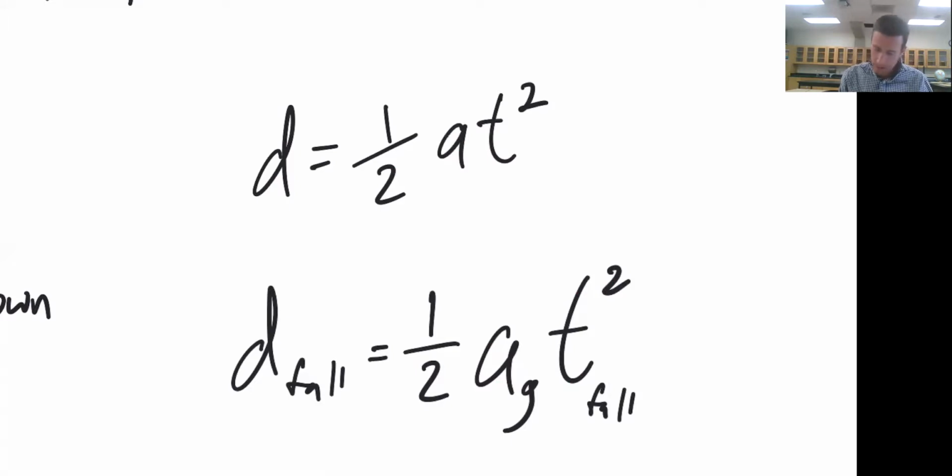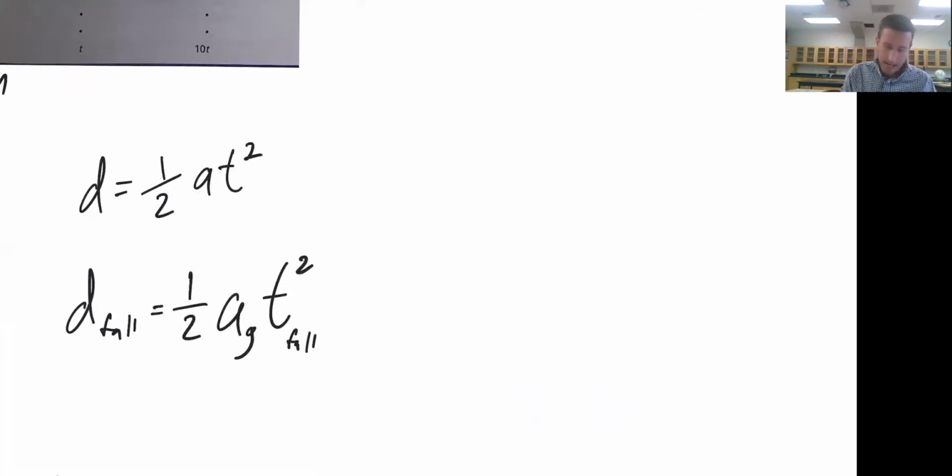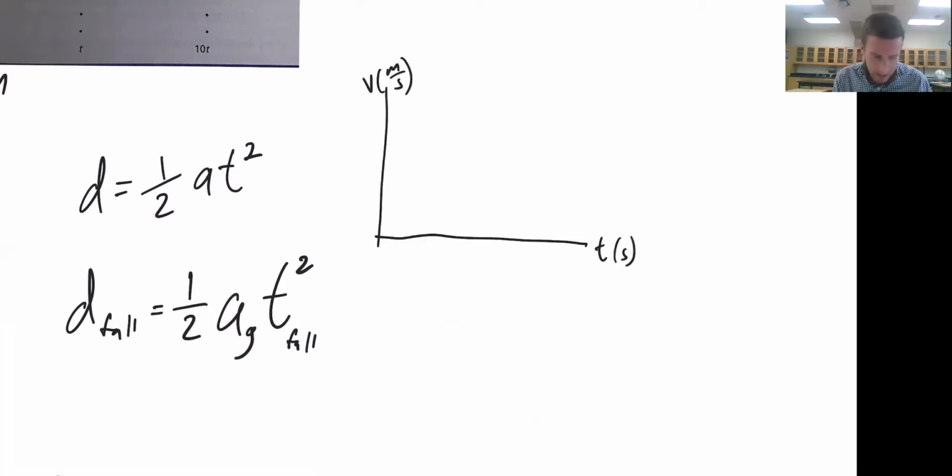All right, so that's d equals 1/2 at squared. Flipping on to page 23. Page 23 shows me some graphs of motion. So I'm going to add those in. I have velocity versus time. So here would be a time, velocity, meters per second, and time is in seconds.